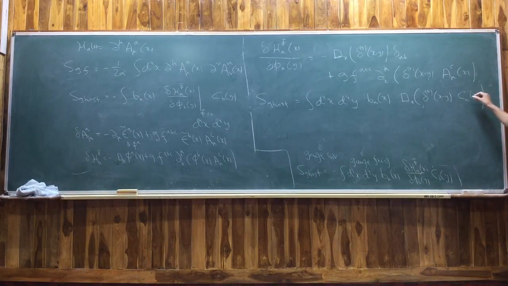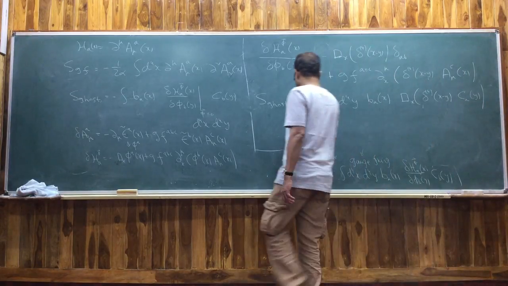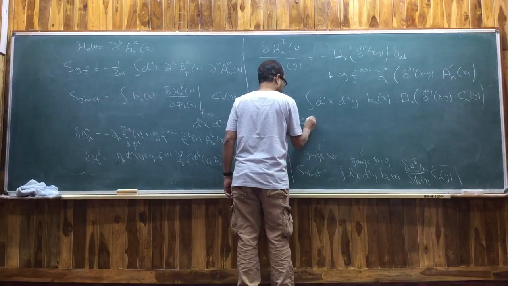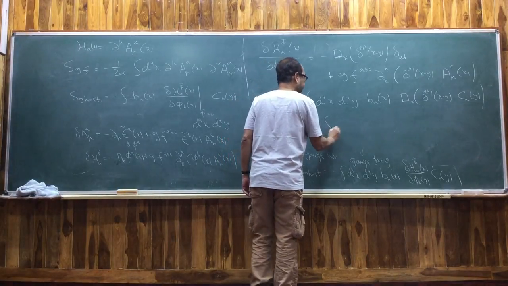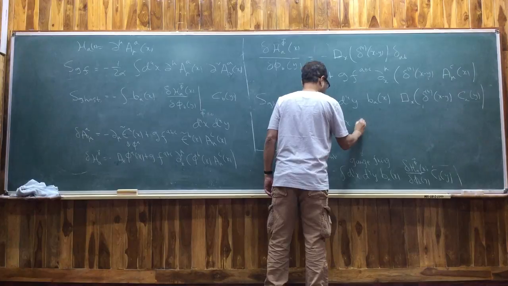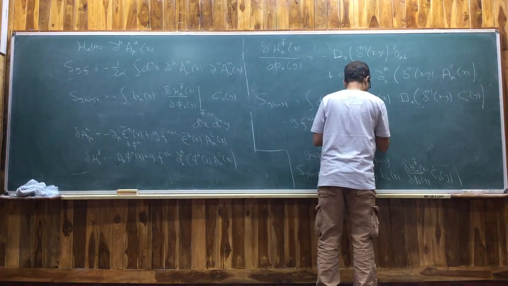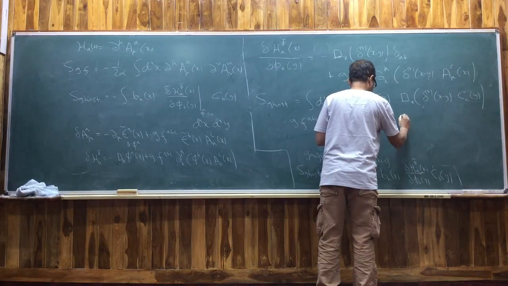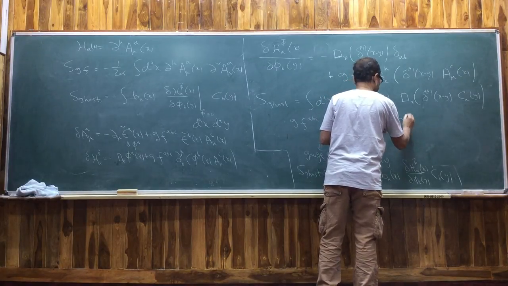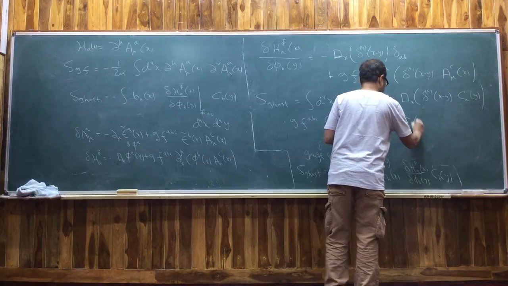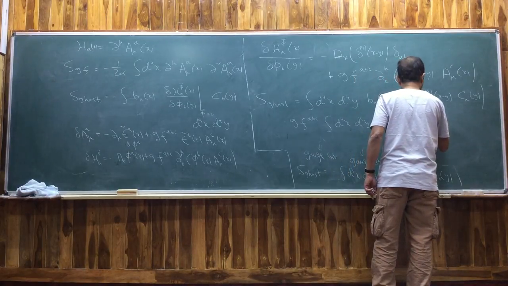Is this clear? Because of delta A B, I converted C B to C A. Then there's a minus g f A D C, integral d4x d4y, del mu of b A of x, del x mu, delta 4.